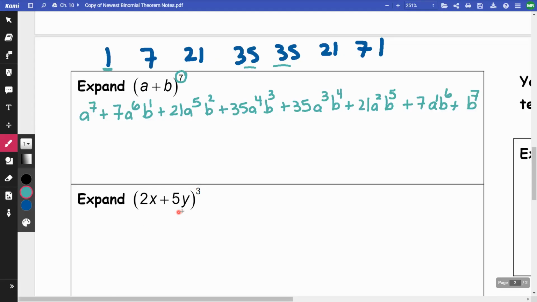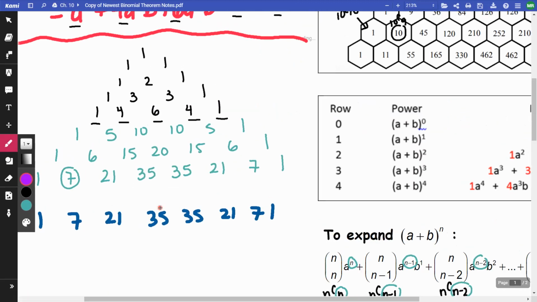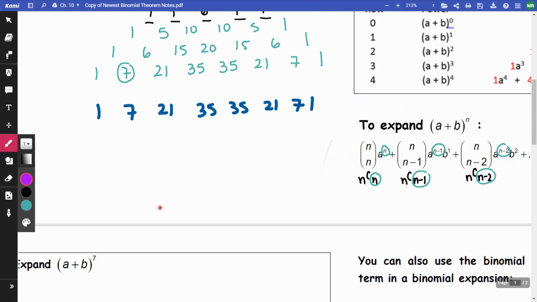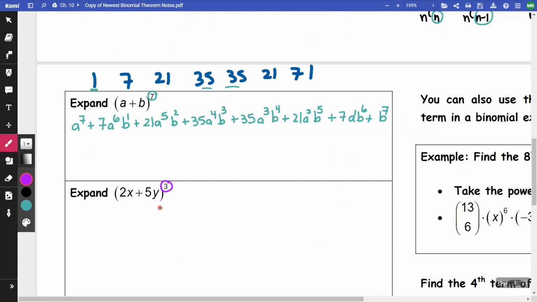Now, this next one's slightly different because it's not an a and a b. We've got a 2x and a 5y. But I'm going to do the same idea. Now, in this case, this right here is a 3. So I'm going to be using the row 1, 3, 3, 1. That's the row I'm going to use. Okay. So I'm just going to jot that down for myself. So 1, 3, 3, 1. That's what I'm using.